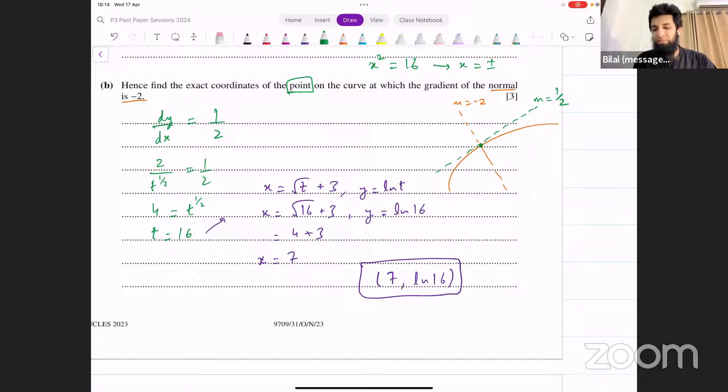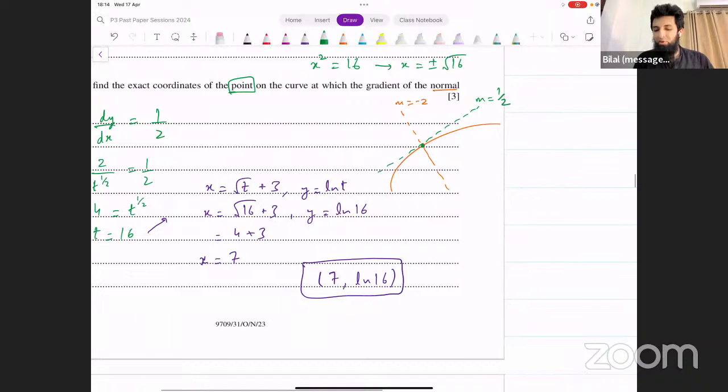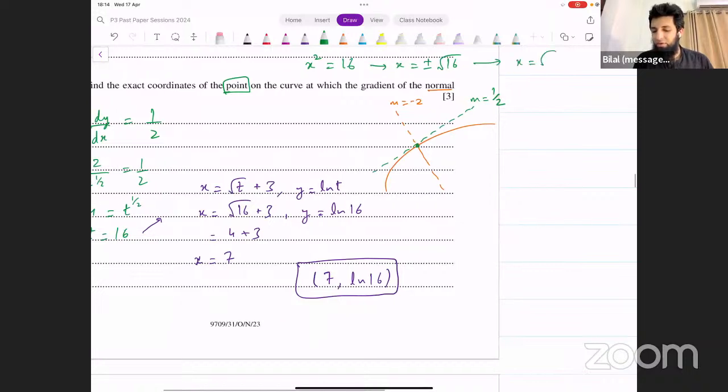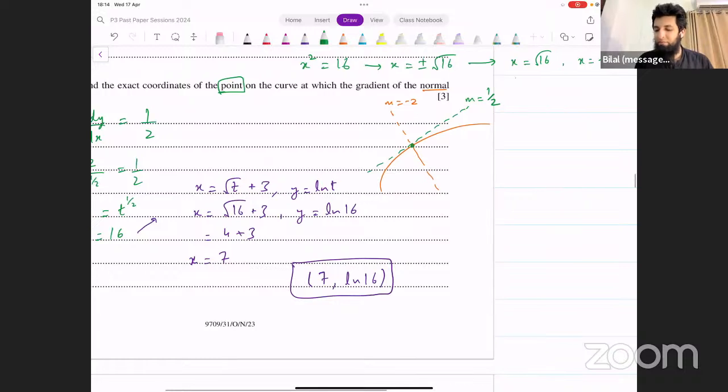You say x equals plus minus under root 16. And then you break it down into two parts. You can say x equals under root 16 or x equals minus under root 16. And then one value turns out to be 4 and the other value turns out to be minus 4. Whenever you take the square root yourself, you have to put plus minus like that.